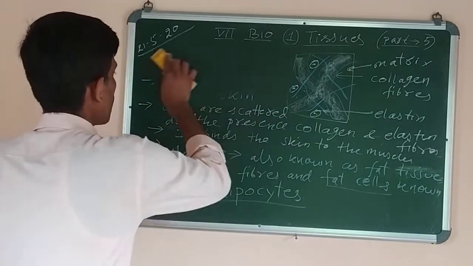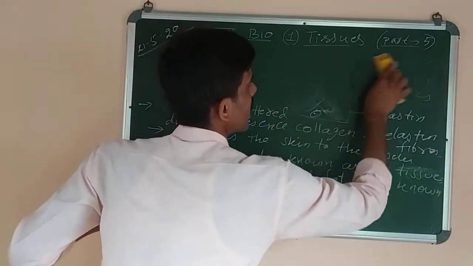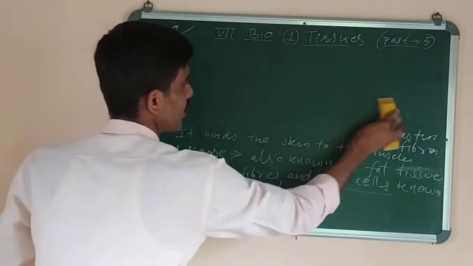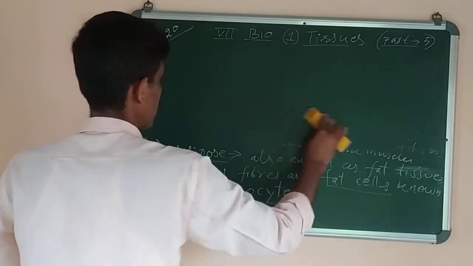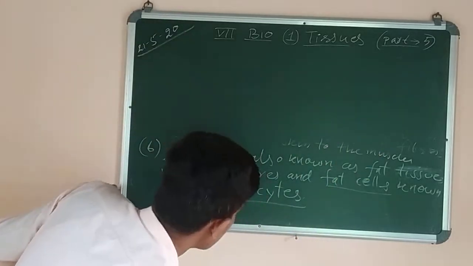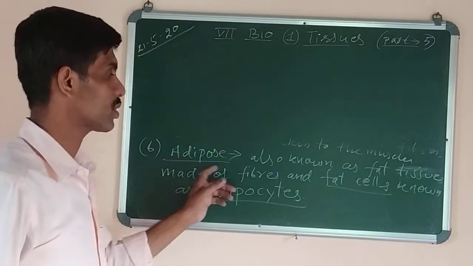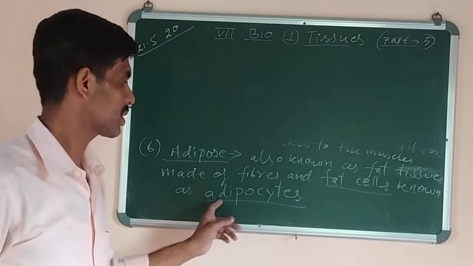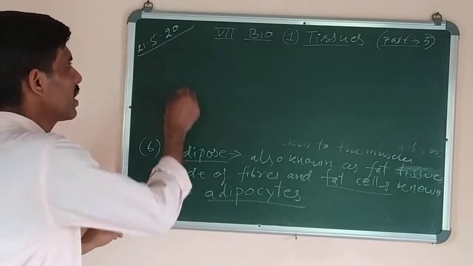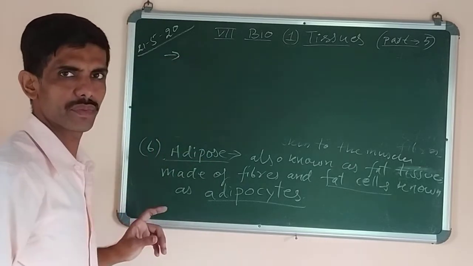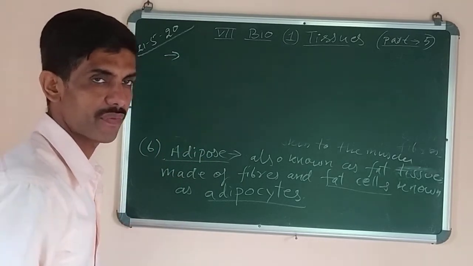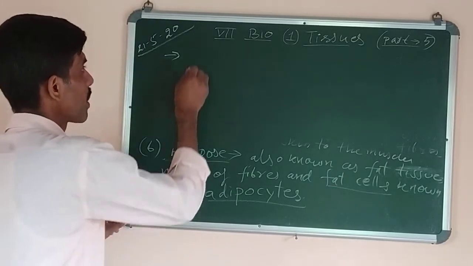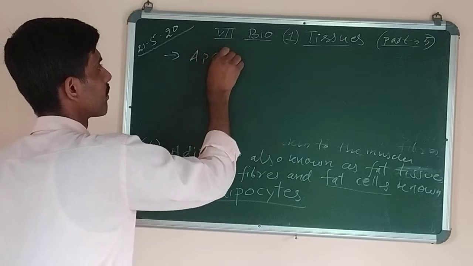Now you can rub and do the next one. Continue with adipose only. Now this one point we have done of adipose, also known as fat tissue, made up of fibers and fat cells which are known as adipocytes. Now what is the function of this adipose tissue? It stores energy in the form of fats.